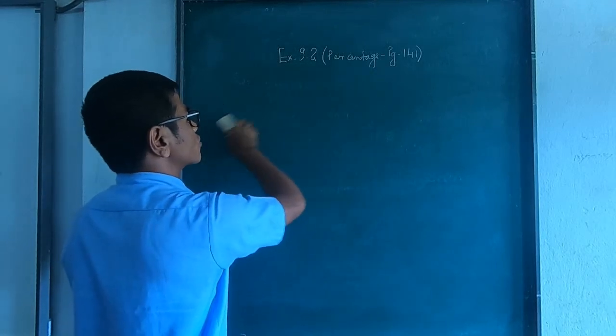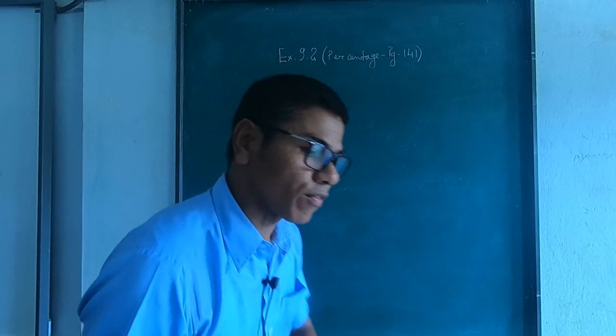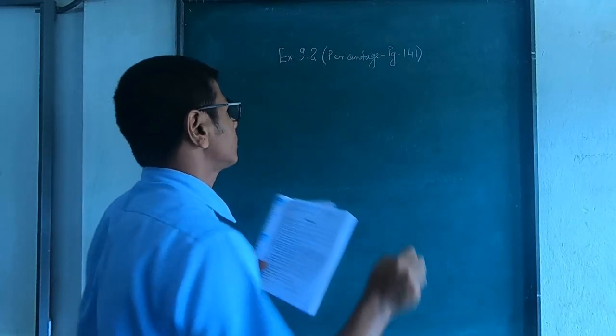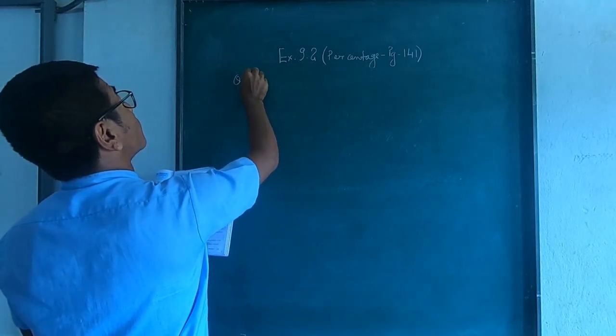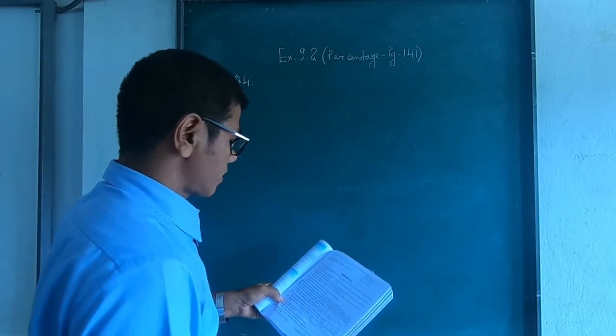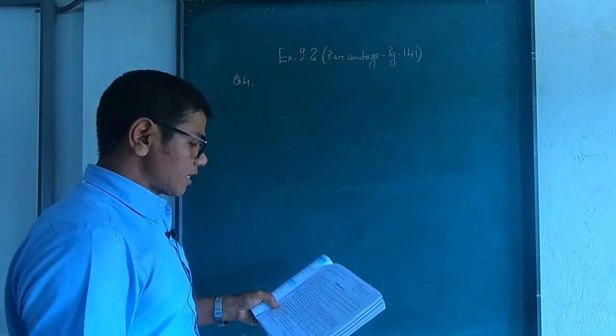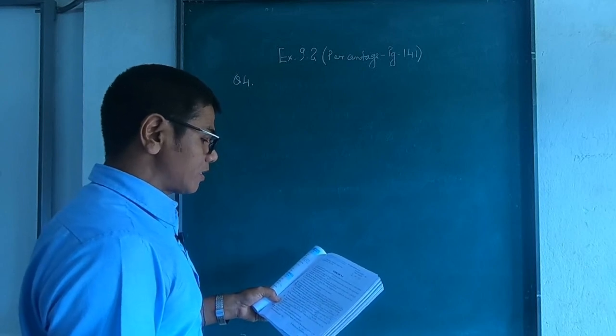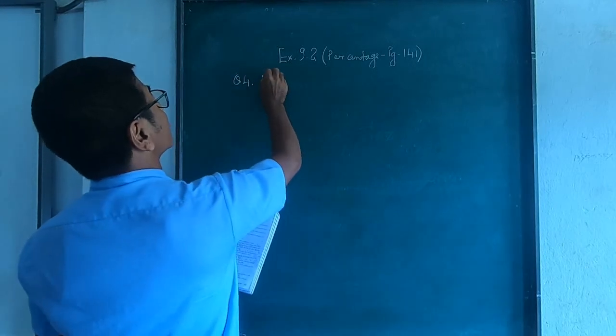I'll be skipping question 3. Try doing question 3 at home. Let's go to question 4. Question 4 reads, in the 6th standard of a school, 55% of the students are boys.